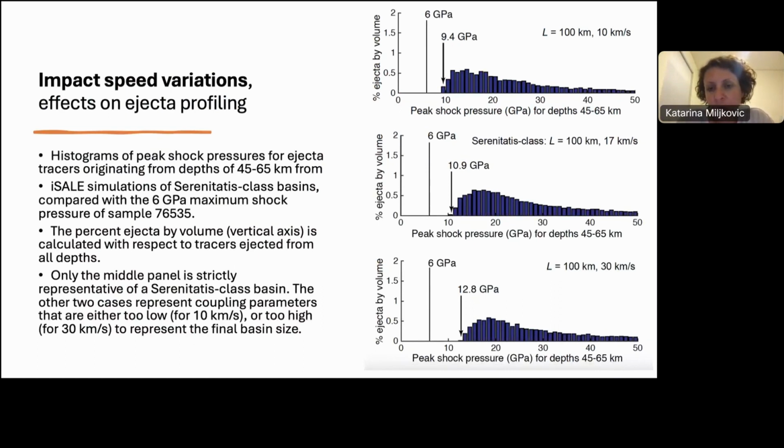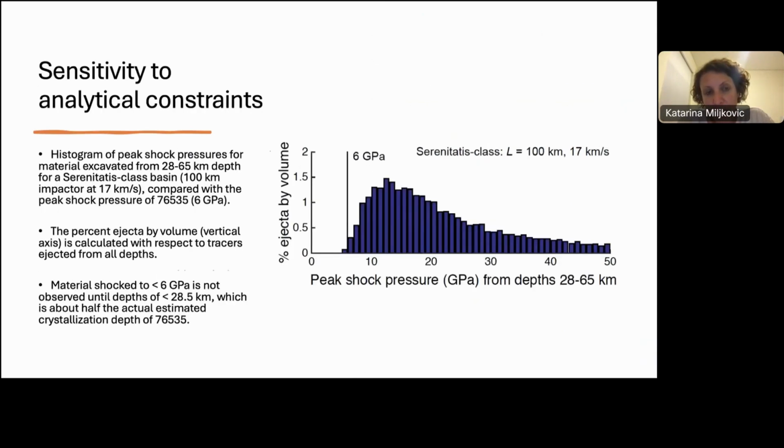So the reason this is different to the previous one is that the previous one had a different impactor size. So this is a slightly bigger projectile size for 3 different impact speeds. Again, we are creating something that is of Serenitatis size or Imbrium size and still can't get to low shock pressures from upper mantle depths. So kind of a method of elimination, I guess, is what's been happening here.